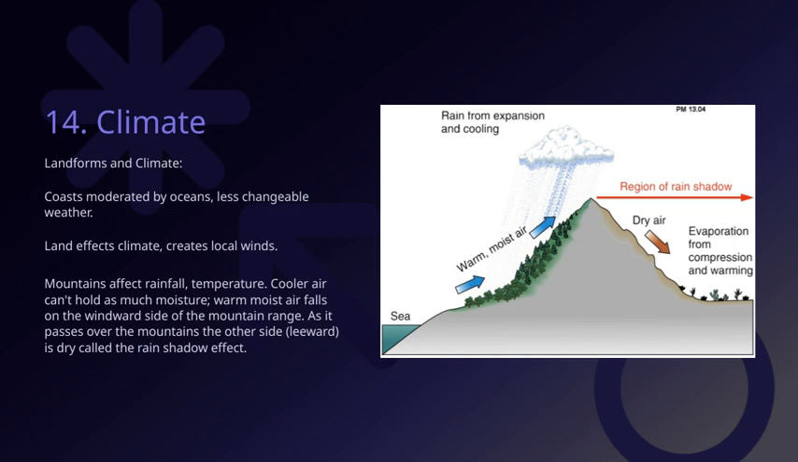The large water bodies help keep the weather more stable and less prone to extreme changes, unlike inland areas which can experience more temperature swings. So, in summary, landforms like mountains and coastlines are key factors that create diverse climates across regions. They help us understand why some areas are lush and rainy, while others are dry and arid.